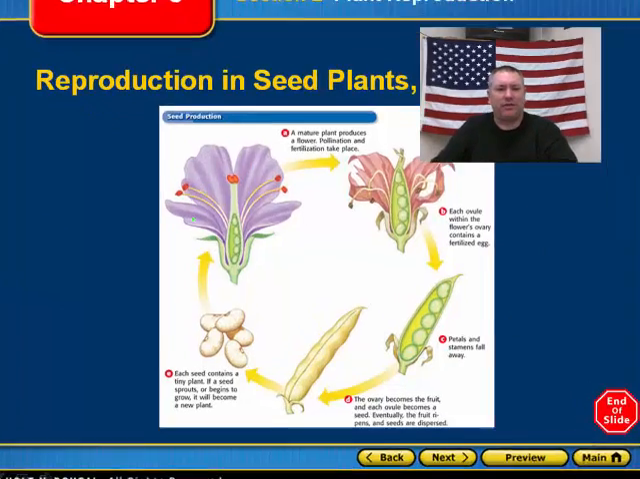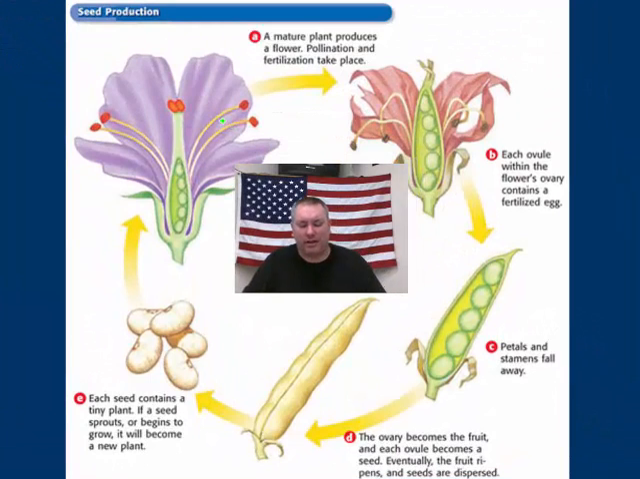Now, if you remember this picture from the first image that we just did, this would be the first step right here. Okay, this is where the mature plant produces a flower, pollination, and fertilization takes place. After that happens, the flower falls away. Each ovule within the flower contains a fertilized egg. So all of these right here are now a fertilized egg. Petals and stamen fall away, which these are the petals, these are the stamen. They fall away, and we have just the center parts here that are containing our ovules.